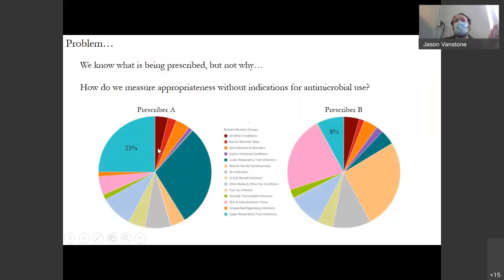So more than half of this person's prescriptions were for upper and lower respiratory tract infections in the community, compared to about 12% for this person. So that actually starts to give us things we can work on. So we can say, there's an appropriateness piece here. Is it appropriate that 50% of your prescriptions would be for upper and lower respiratory tract infections, especially considering someone else is only prescribing about 12%? So are there differences in your patient population, or is this just a difference in practice and appropriateness of practice?